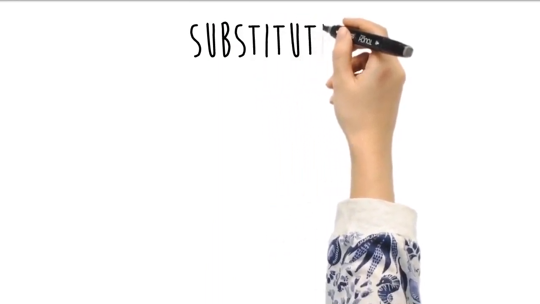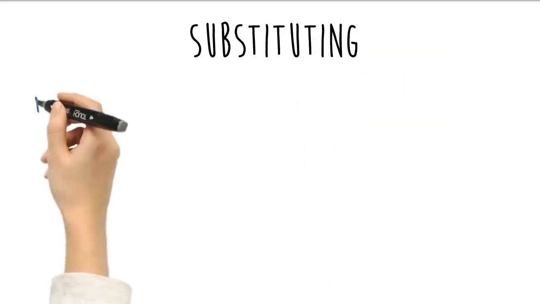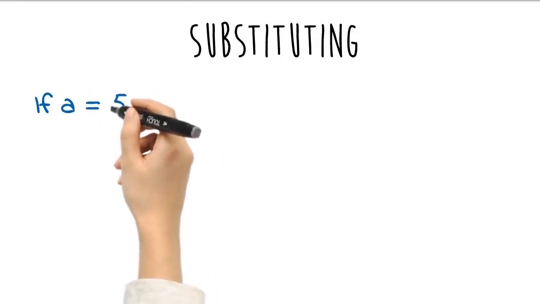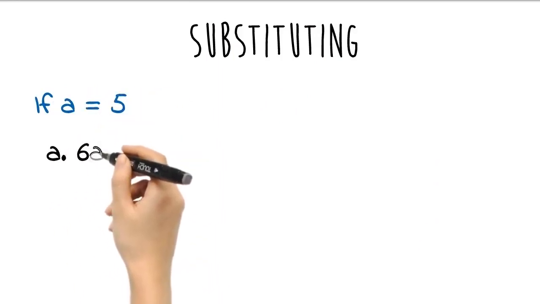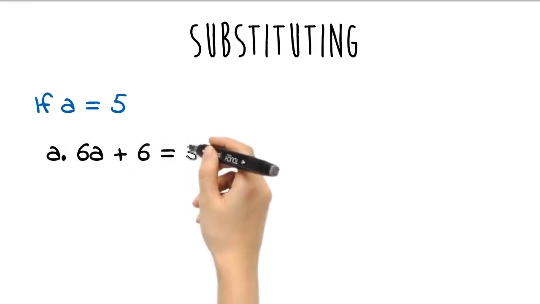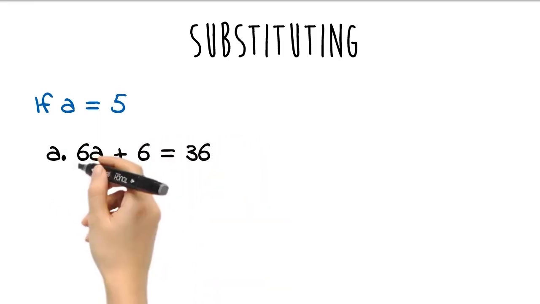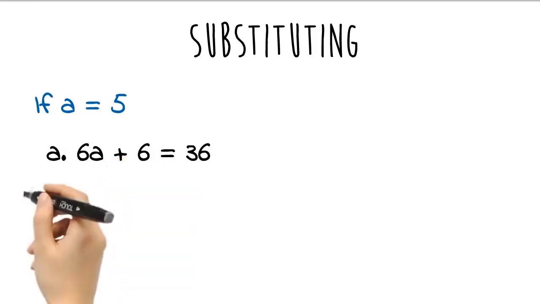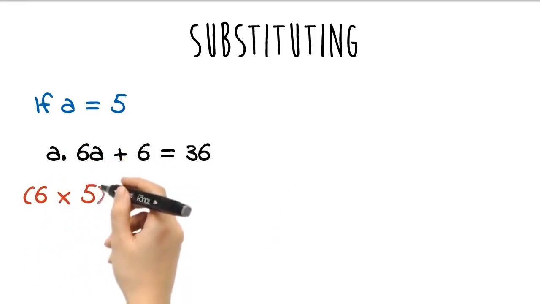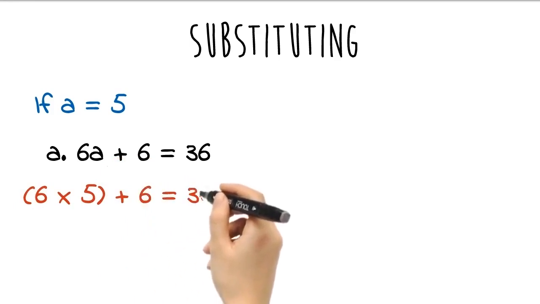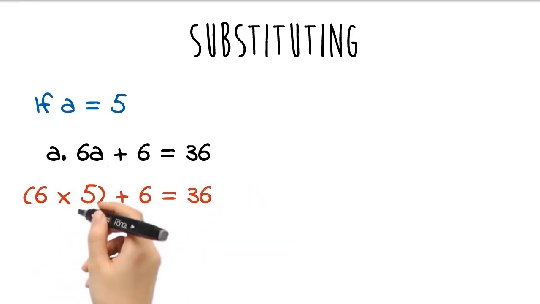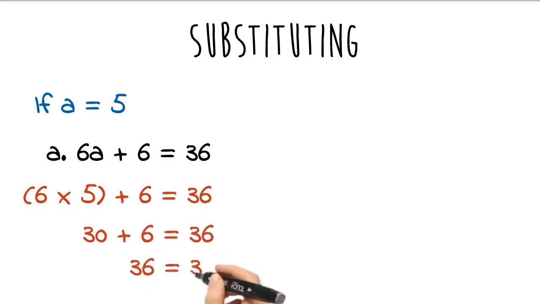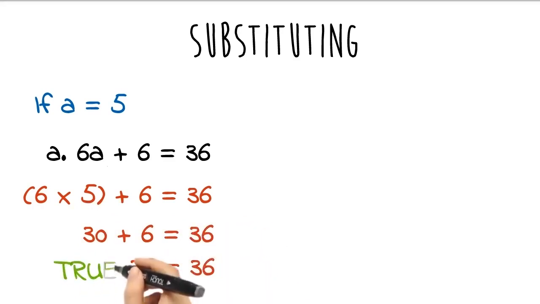When we have equations with pronumerals, and we know its value, we can substitute this into the equation to test whether it is true or false. For example, if a is 5, then we would need to substitute in the number 5 where the pronumeral a is written. Remember, 6a means 6 times a. Therefore, 6 times 5 is 30, plus 6 is 36. Therefore, this equation is true.